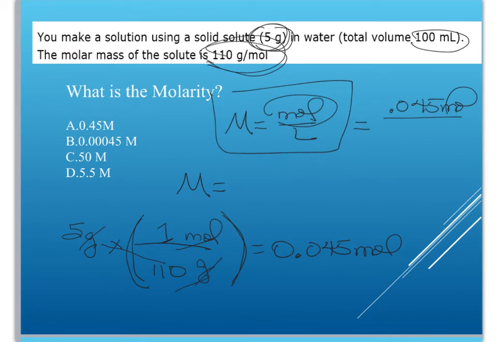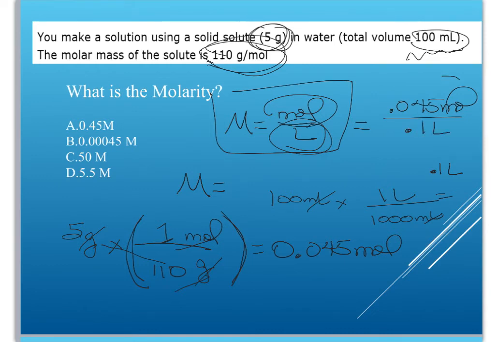The problem tells us that we have 100 milliliters, and in this equation, it's important to remember that you have to have your volume in liters, not milliliters. And so we've got to convert that. So again, using our dimensional analysis, there are 1,000 milliliters in 1 liter, which means that 100 milliliters equals 0.1 liters.